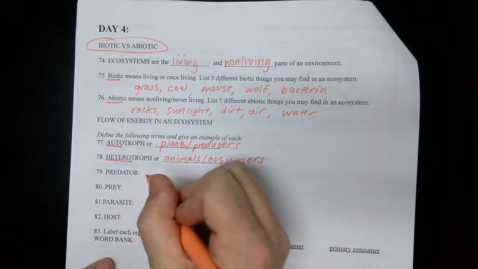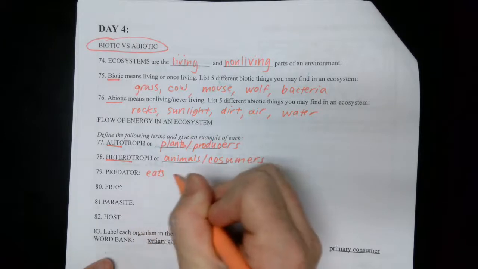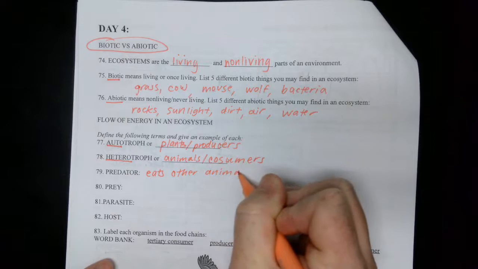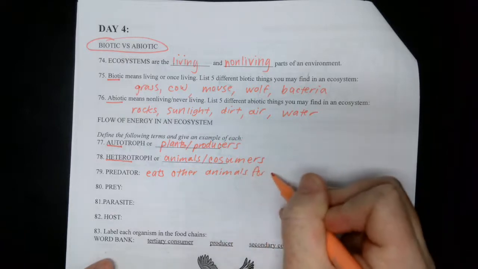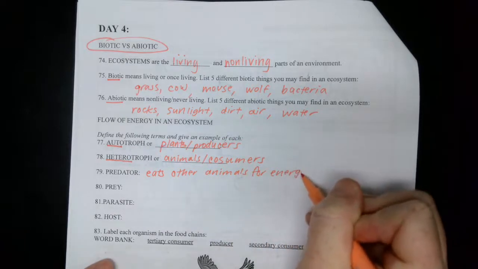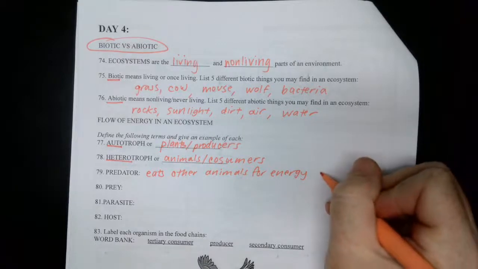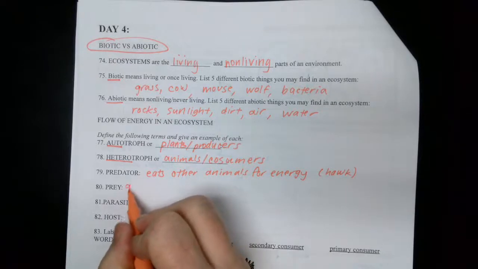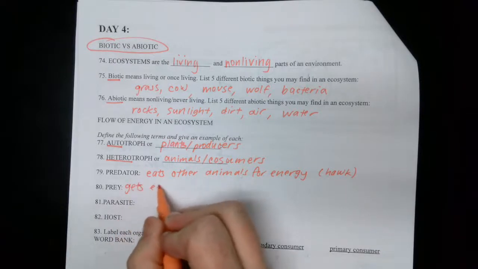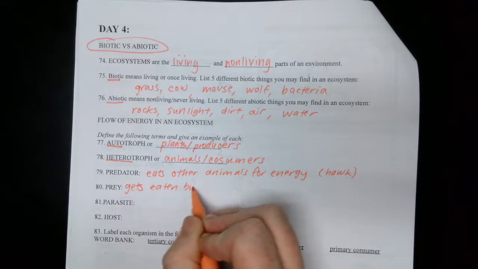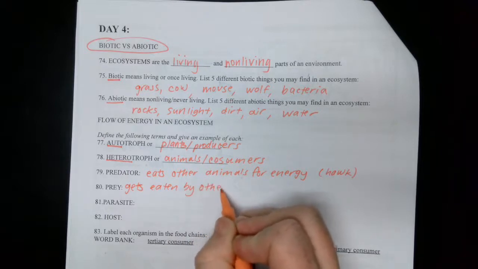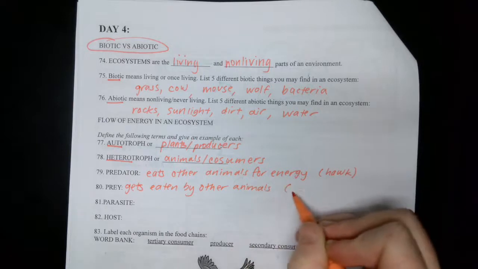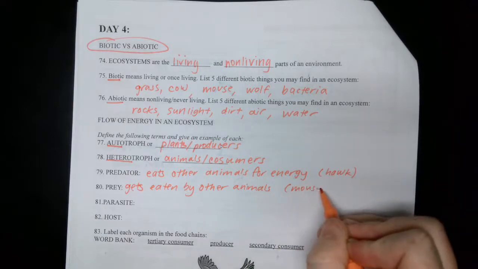Predator eats other animals for energy. So, for example, a predator might be a hawk. Prey gets eaten by other animals. For example, a hawk might eat a mouse.